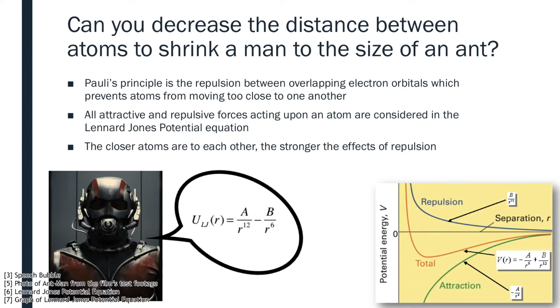The graph on the right illustrates the Lennard-Jones potential, which shows that as the distance between two atoms decreases, the amount of repulsion which must be overcome to move the atoms closer increases, which basically means that a lot of energy is needed to move the atoms closer together.